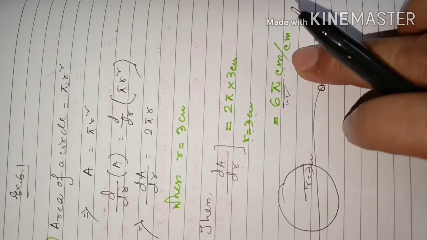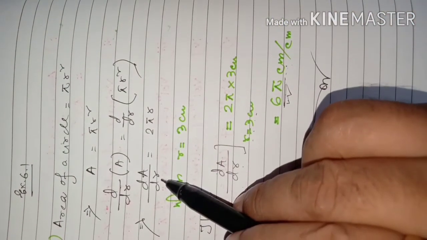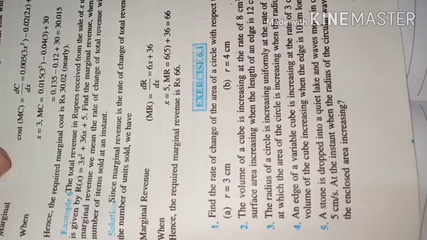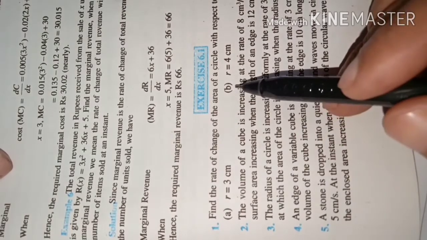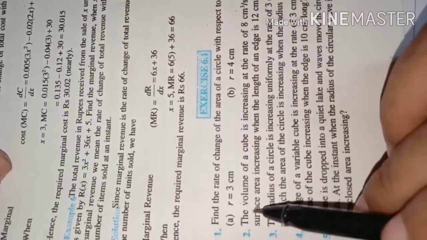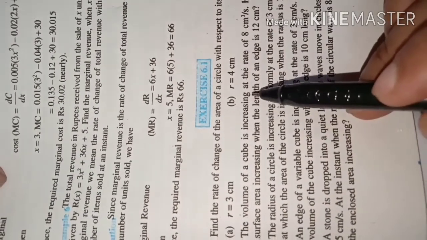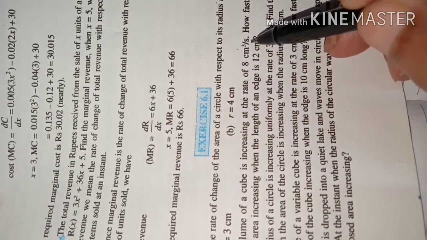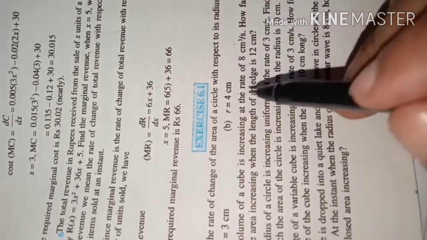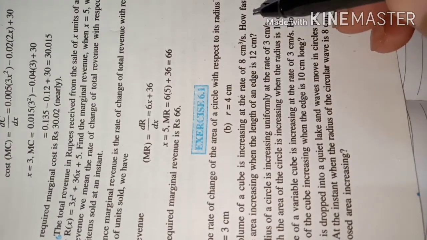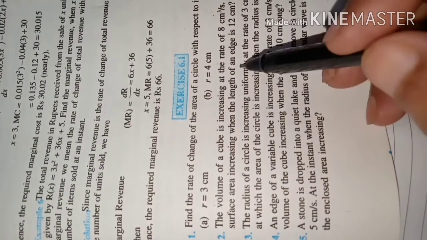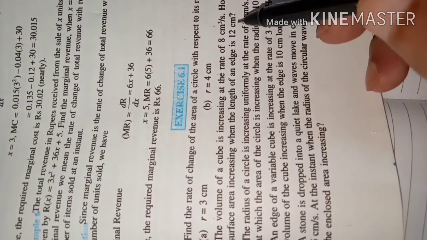We have to write this because we are calculating with respect to r, means with respect to radius, the rate of change of area. Question number 2, part B will be solved by you. Question number 2: the volume of a cube is increasing at the rate of 8 centimeter cube per second. So this time it is given per second. Second means time, so the volume is changing with respect to time this time. So how fast is the surface area increasing when the length of an edge is 12 centimeter?